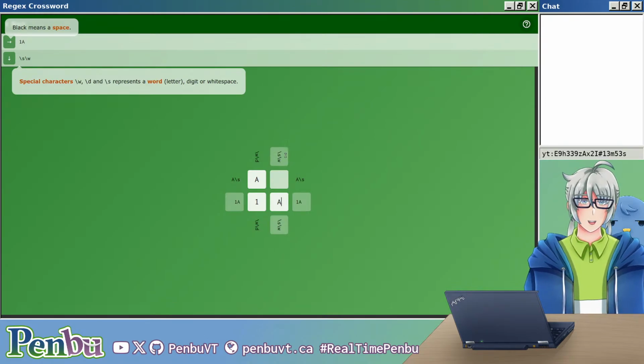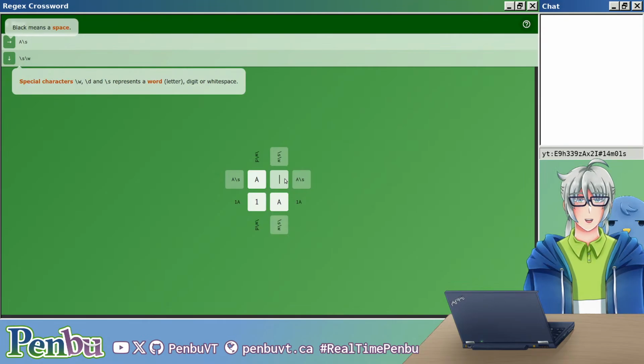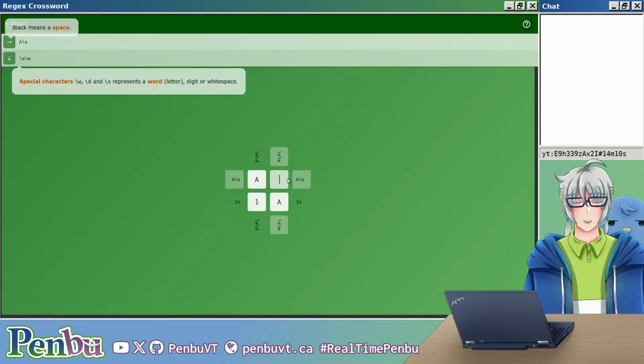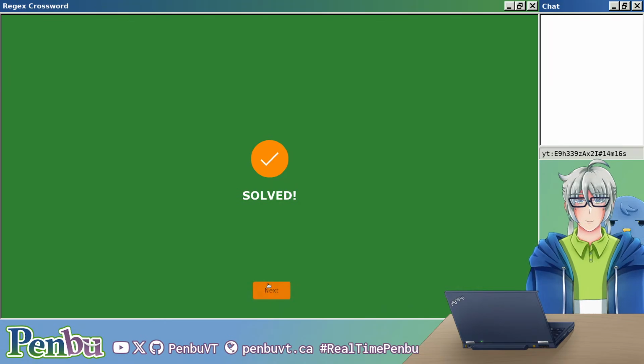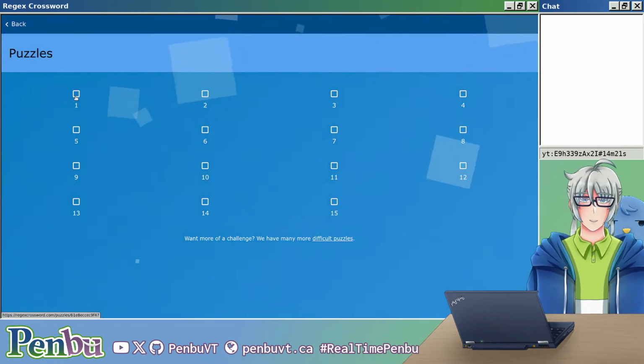In this case, we have our other clue, space followed by word character. The crossword checks it based on evaluating these regular expressions, so we can actually put any space character in here and it'll work. So let's put a space. Alright, now we can actually go to the puzzles.